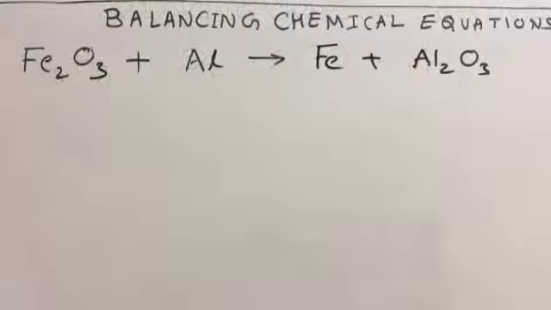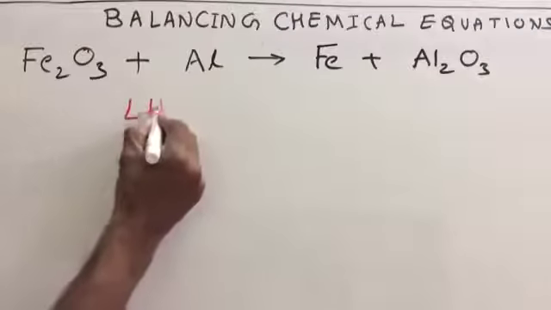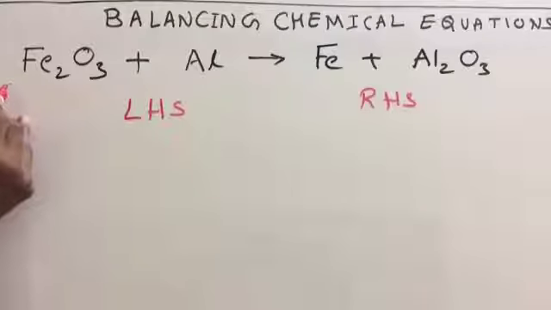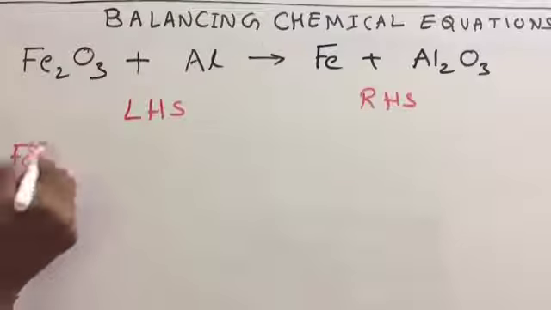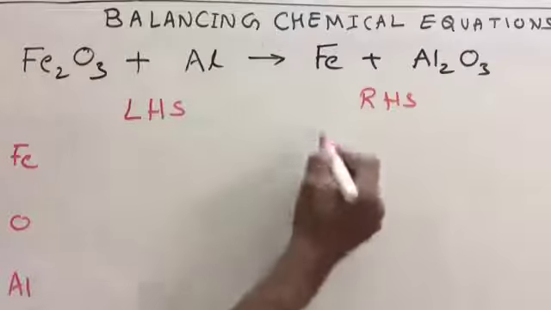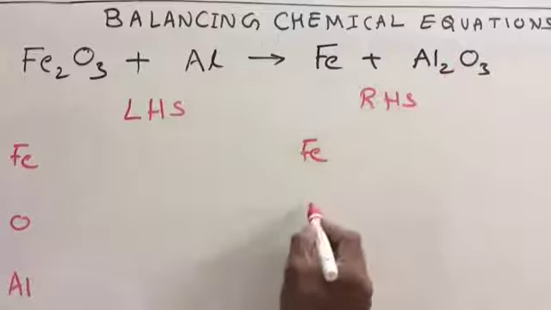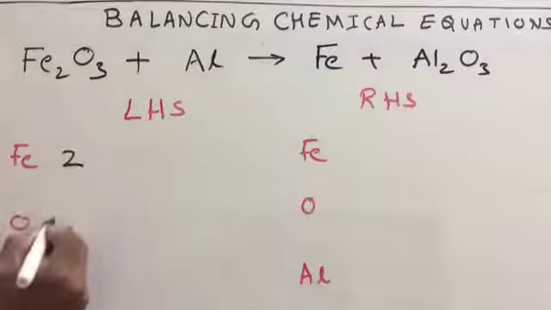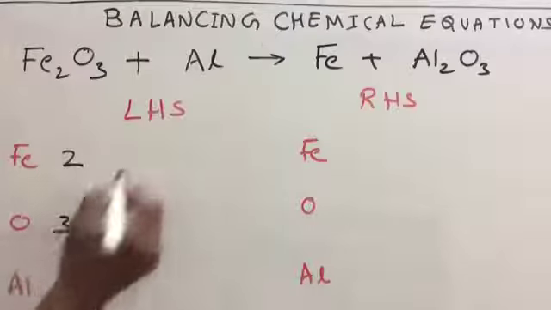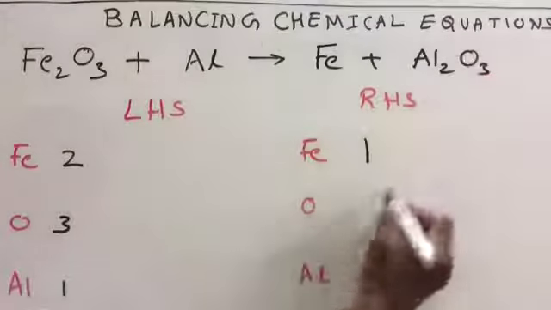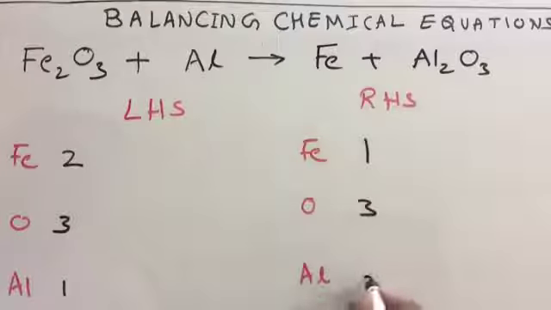One more equation. Write the equation first and then write LHS, RHS. On LHS the atoms: you have iron, you have oxygen and you have aluminium. Similarly on RHS you have iron, oxygen, aluminium. Now check the number of atoms of each. For iron you have 2 on LHS, for oxygen you have 3, aluminium 1. On RHS, iron you have 1, oxygen O3 means 3 here, aluminium Al2, 2.